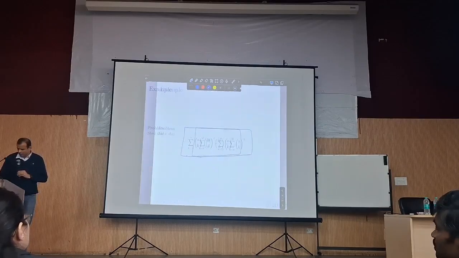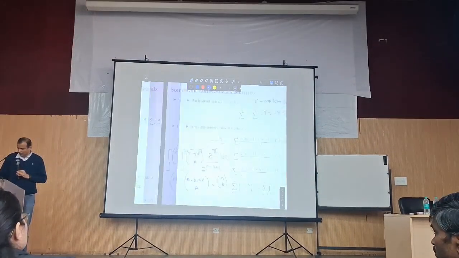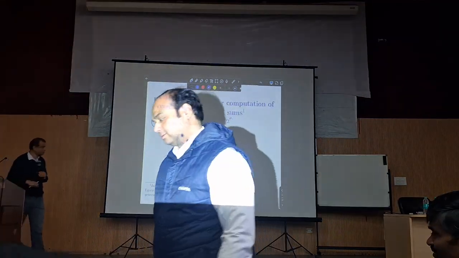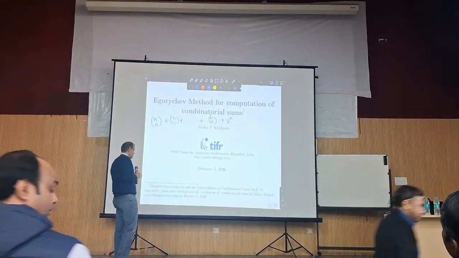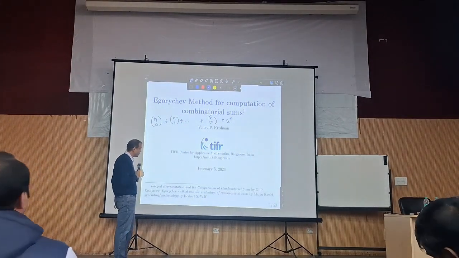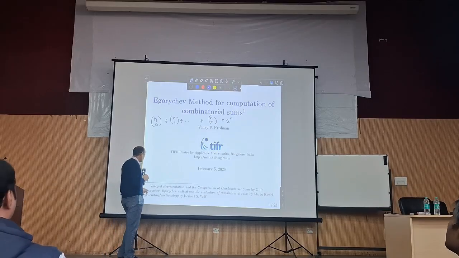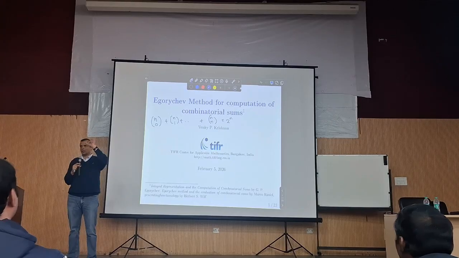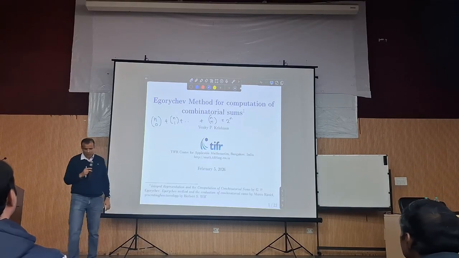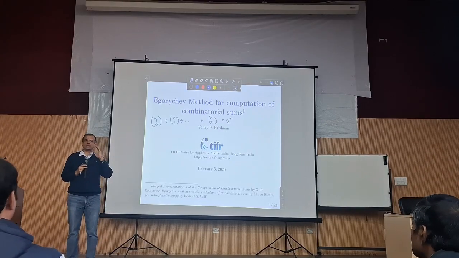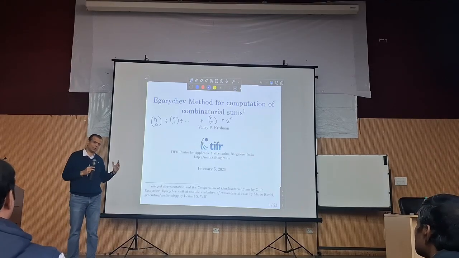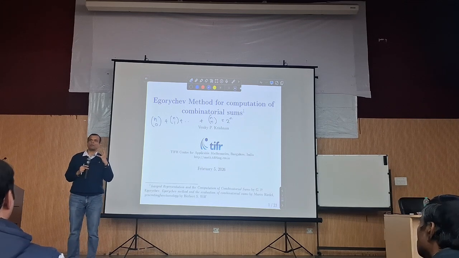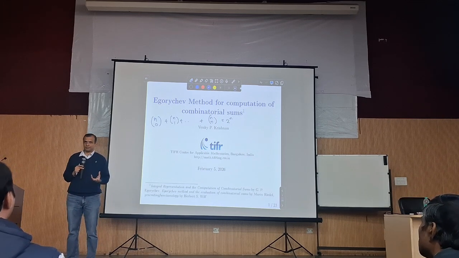I will stop here, but I just want to give some references for this. I actually mentioned this at the bottom. So this method was first conceived by Egorychev. It's the integral representation in the computation of combinatorial sums. It's actually a very nice book, in the AMS series, wherein he has given a lot of complex analysis involved in trying to understand combinatorial sums. And his motivation was to formalize the procedure of trying to understand combinatorial sums.